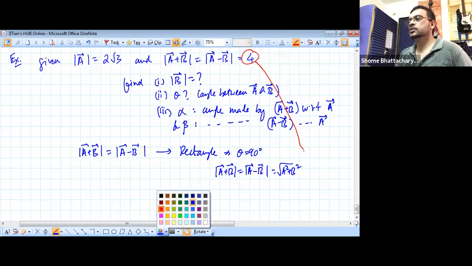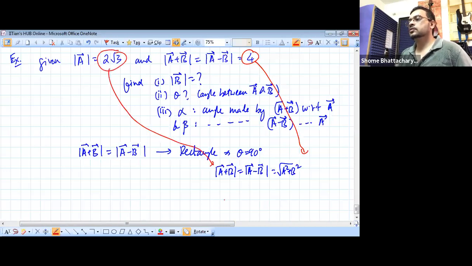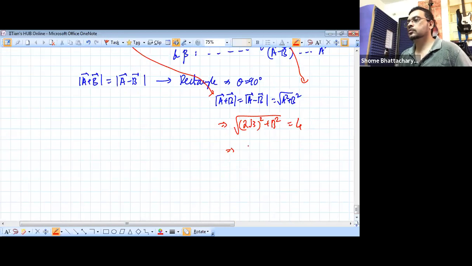So substitute that over here. And this is given as this, so substitute this over here. So root of 2 root 3 whole square plus b square is equal to 4. So 12 plus b square is equal to 16. So b square is equal to 4. So b is equal to plus minus 2, but here b is magnitude of the vector b, so we can't take minus 2 in this case.